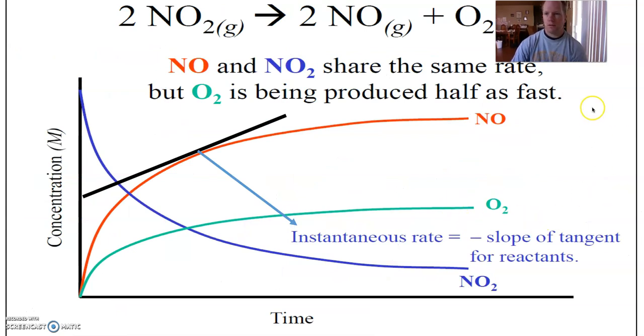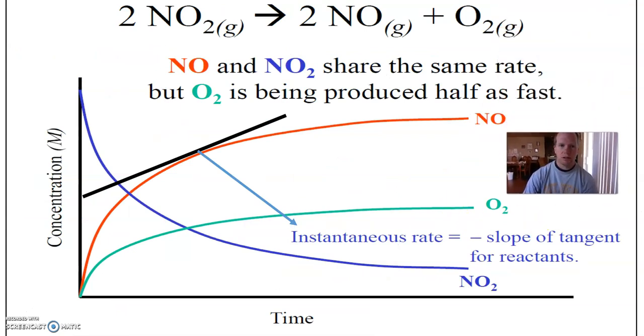All right, let me move myself here. Just a quick graph here to share with you guys. Here's our reaction up here. If you notice, you guys, NO and NO2 are basically disappearing and appearing at similar rates, right? However, O2 is produced half as fast, and we can see that because of the coefficients that are related up here.